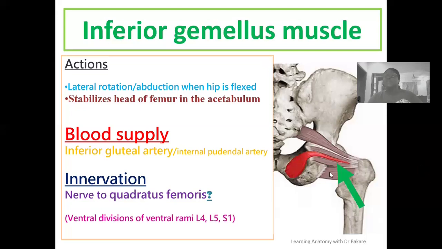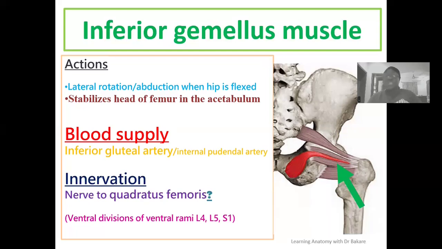And if you look at the position of the inferior gemellus muscle with the quadratus femoris, remember we described in our previous slide that the quadratus femoris is the muscle that is most inferiorly placed within the deep gluteal region. So it is seen to be positioned close to this muscle, and this is why it is seen to share the innervation also of this muscle. So the innervation that supplies the quadratus femoris, which is the nerve to the quadratus femoris, is also seen to provide innervation to the inferior gemellus muscle.